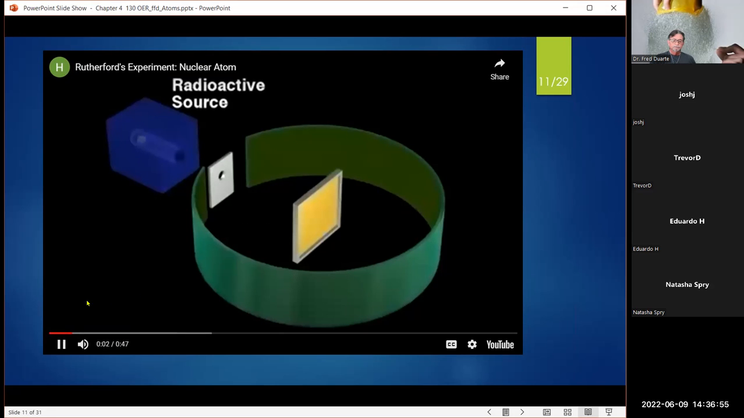In 1910, Rutherford and his co-workers were studying the angles at which alpha particles were scattered as they passed through a thin gold foil. Most of the alpha particles passed through undeflected.